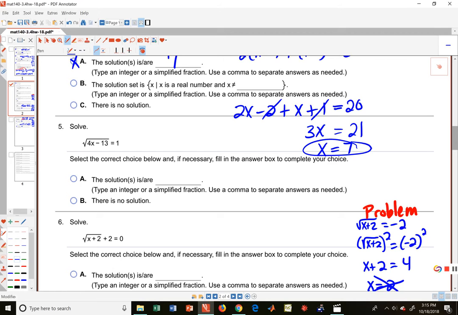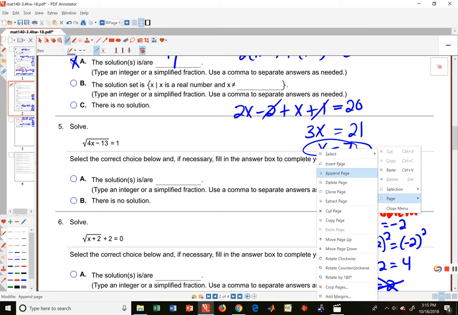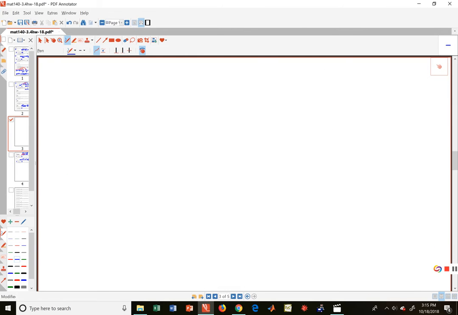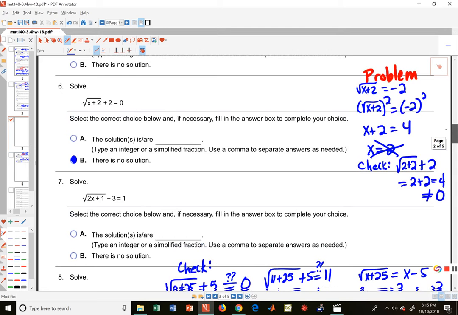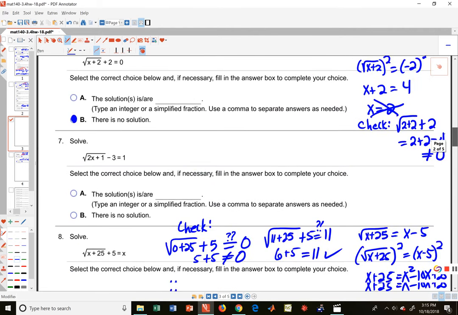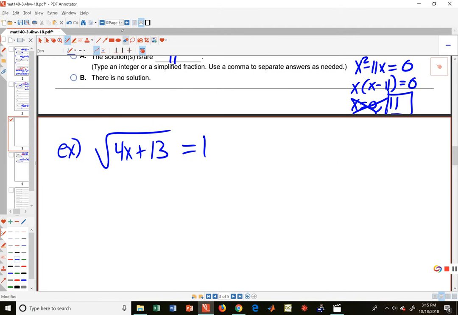Let's do a radical equation. This says the square root of 4x minus 13 equals 1. The strategy here is we're going to square both sides. Let me put it on a separate page here. So we've got the square root of 4x minus 13 equals 1. So erase that. All right, so now we've got our equation.